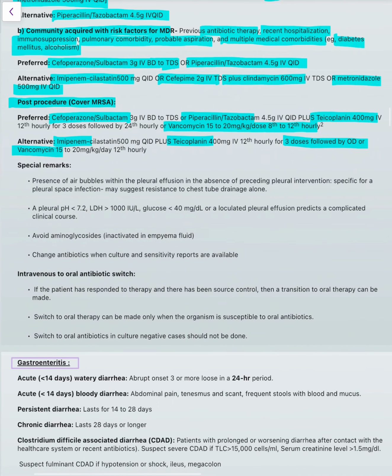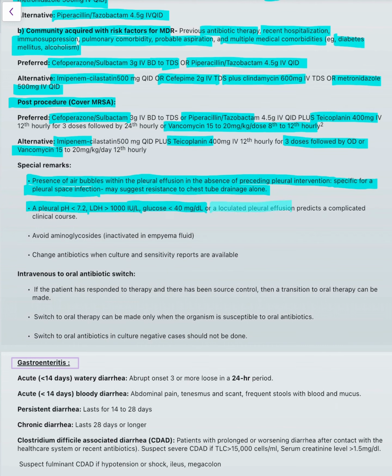What are the special remarks? Presence of air bubbles within the pleural effusion in the absence of preceding pleural intervention is specific for pleural space infection and may suggest resistance to chest tube drainage alone. Pleural pH acidic, less than 7.2, LDH more than 1000, glucose less than 40, or a loculated pleural effusion predicts a complicated clinical course. Avoid aminoglycosides such as amikacin, kanamycin, capreomycin because they get inactivated in the empyema fluid.